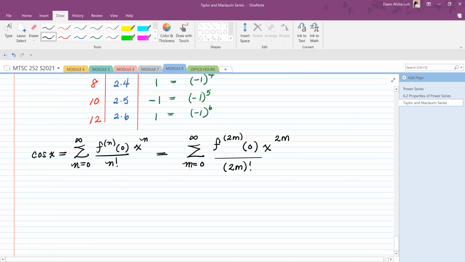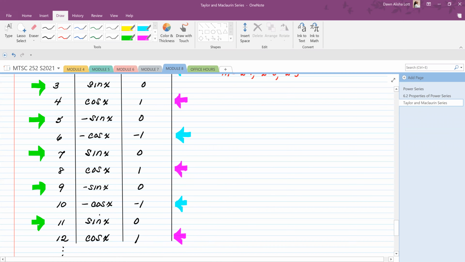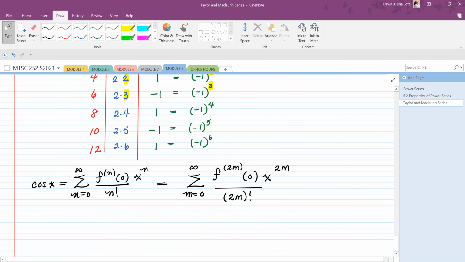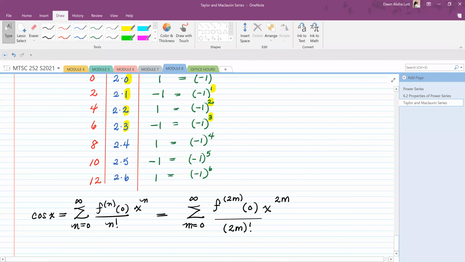Now, why does that work? Because when m is 0, I'm going to get the 0th derivative over 0 factorial times x to the 0. Yay. When m is 1, I'm going to get the second derivative. Notice I've thrown away all the first derivatives, because all of our odd derivatives gave us 0. So now we only have even ones. And for this one, I realized that it goes with the m. So if m is odd, I get -1, and if m is even, I get +1.